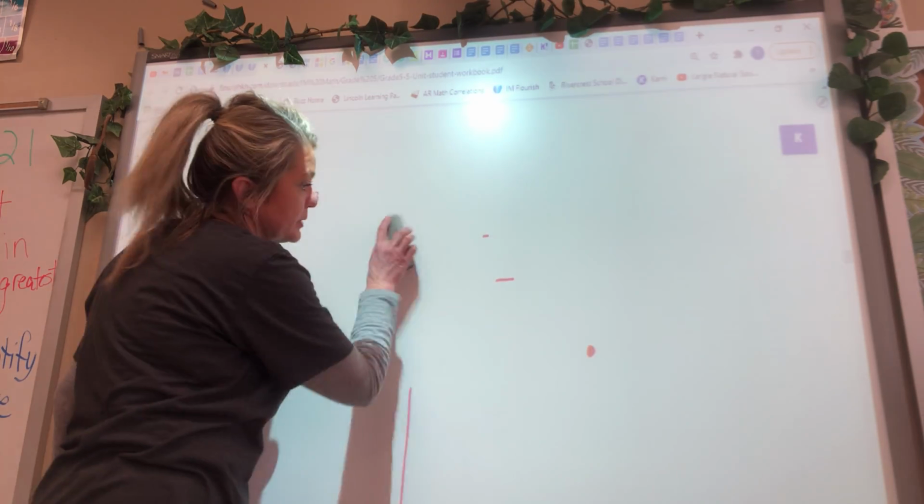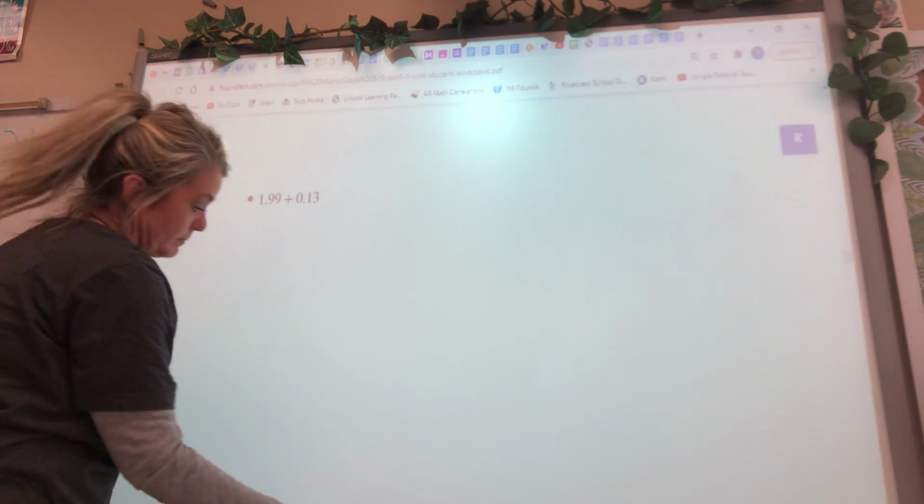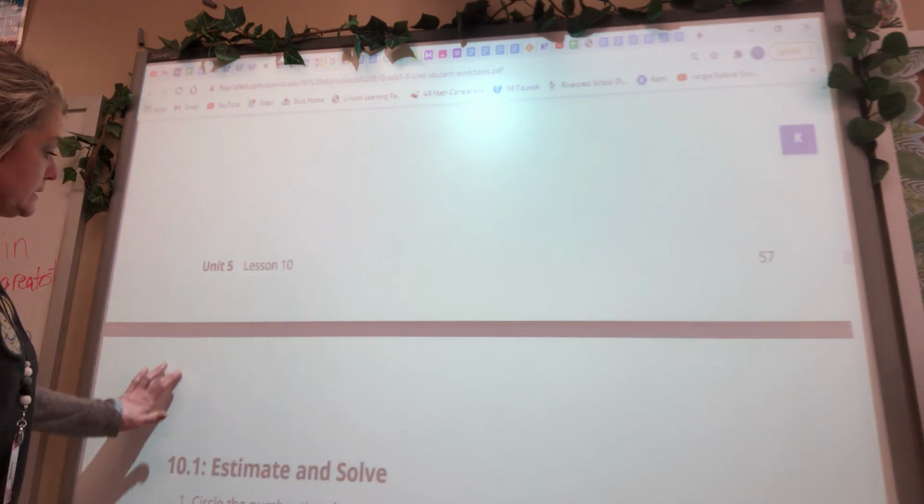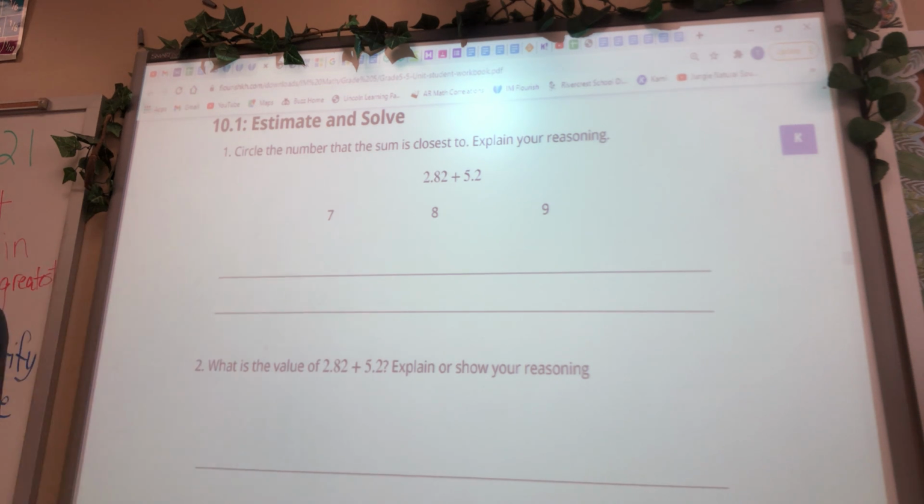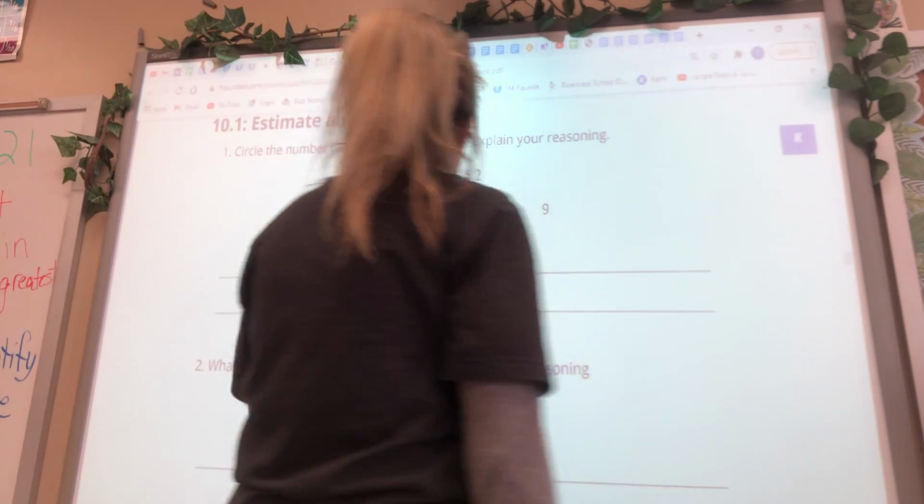Okay, on the next page. On page 58, it says estimate and solve. Circle the number that the sum is closest to and explain your reasoning.